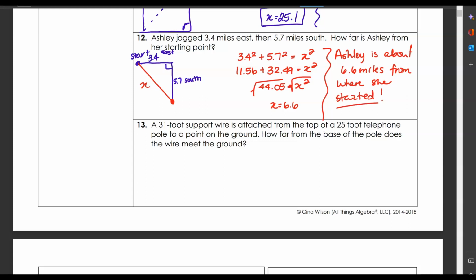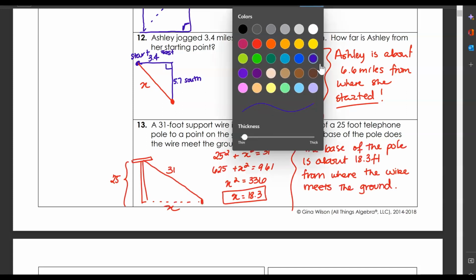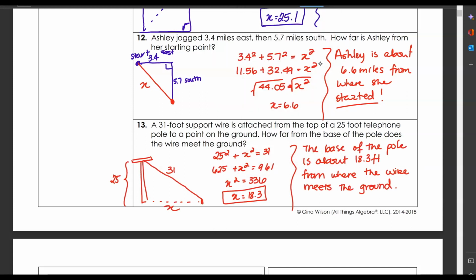All right, last one for now. Let's try number 13. All right, so for this one, here's my image. We do have that wire that's connecting from the top of the telephone pole all the way to the ground here, and that distance of that wire is 31 feet. We do know that the top of the telephone pole is going to be 25 feet. So I'm trying to figure out how far away is the base of that wire to the base of the telephone pole, to where the wire is touching the ground.